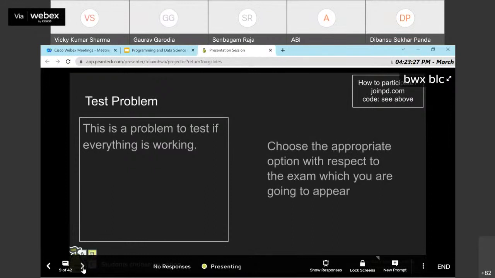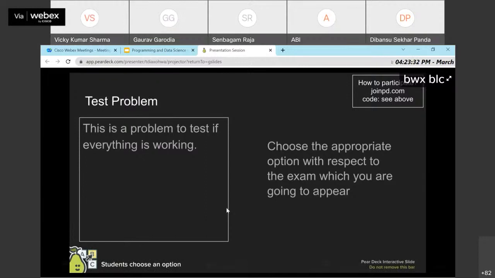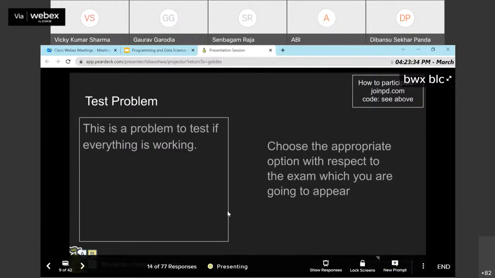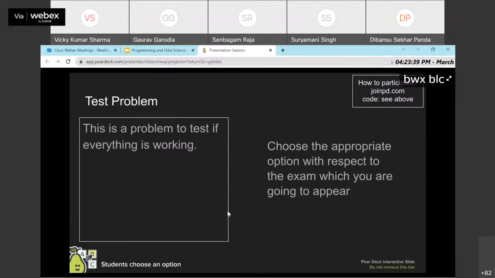Okay, so this is another test problem. I just want to know how many of you are writing which exam. How many questions would there be of maths? We'll take up all these questions at the end. Sorry, I'll certainly tell you all this.